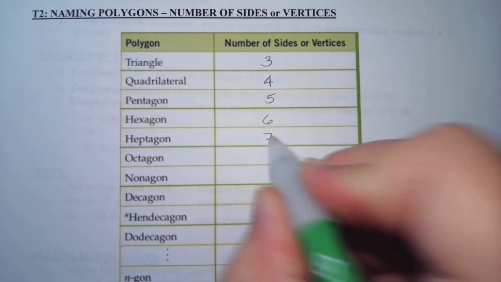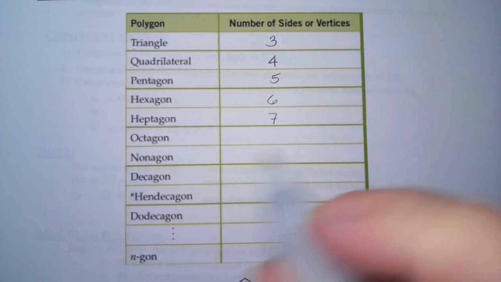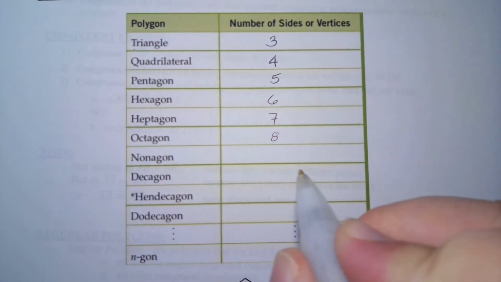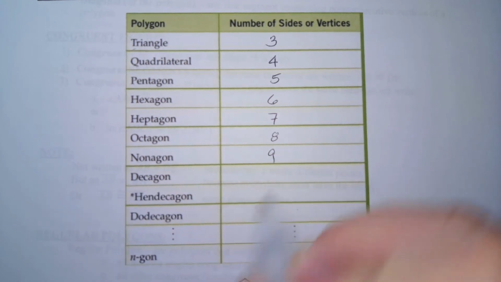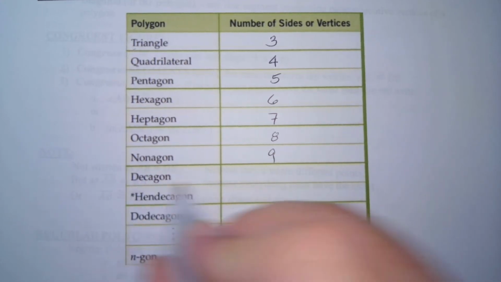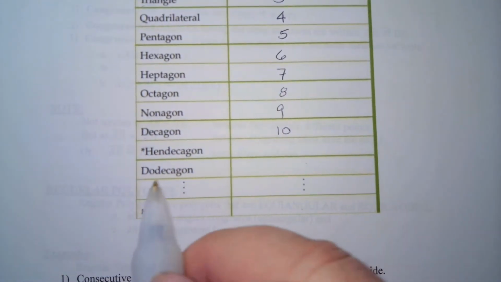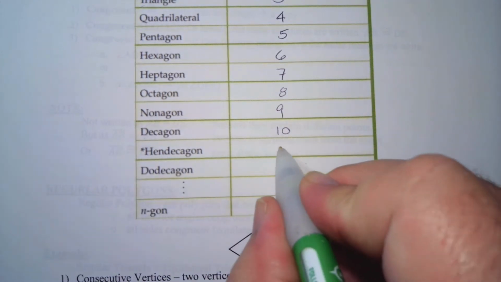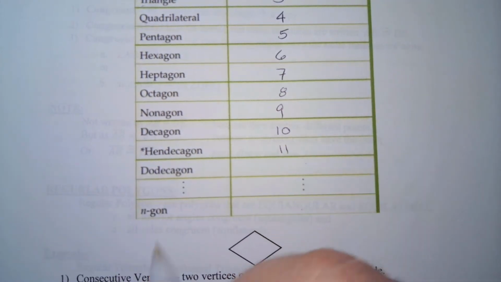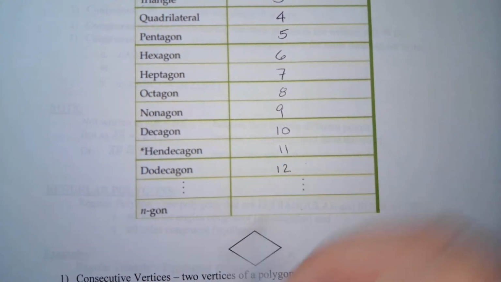Heptagon, hept is 7 in Greek. Yes, in Greek. Octa means 8. Nona means 9. Decagon, deca means 10. Hendecagon means 11. Dodecagon is 12. And you go on from there.